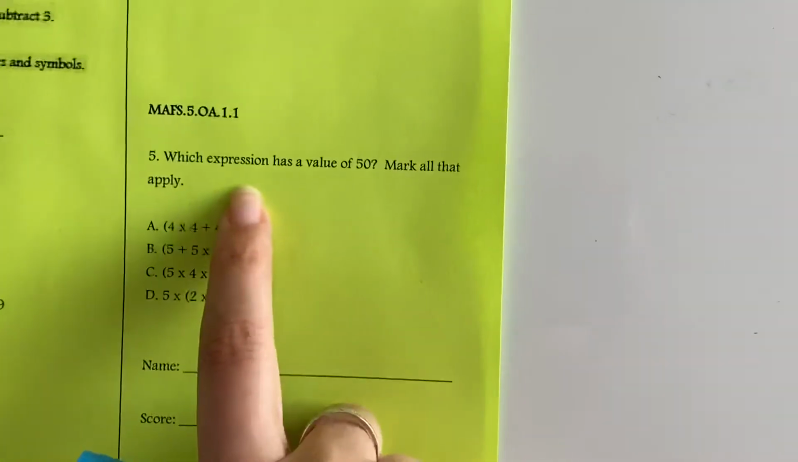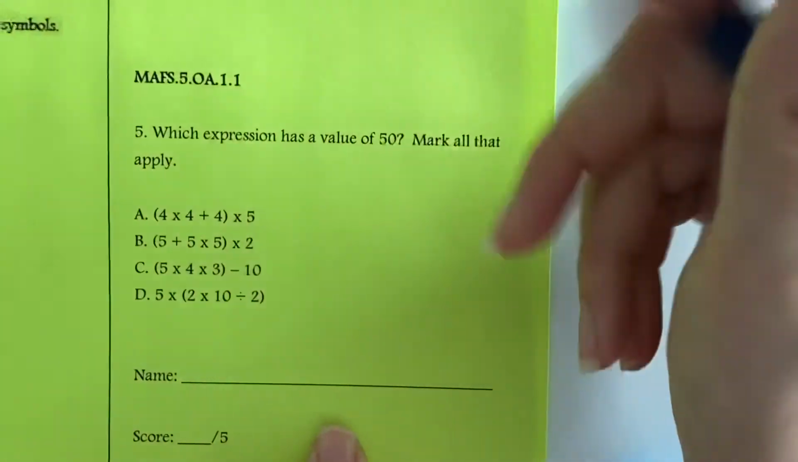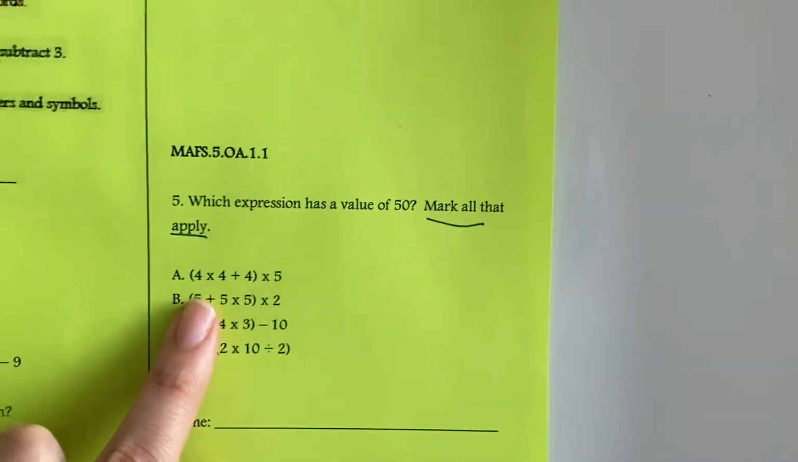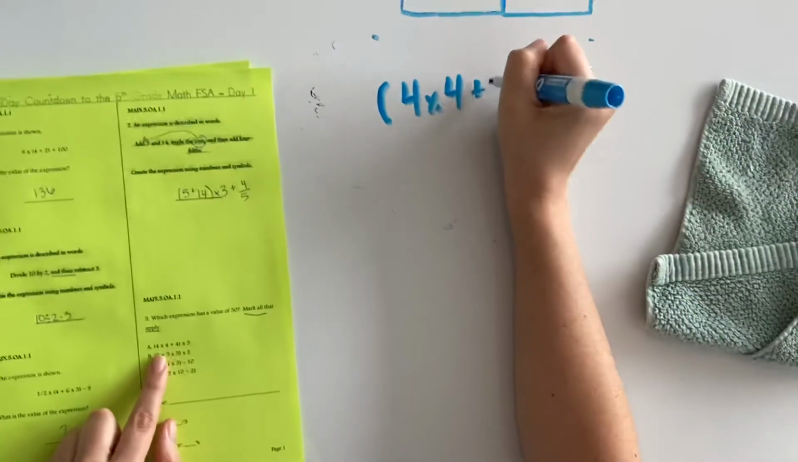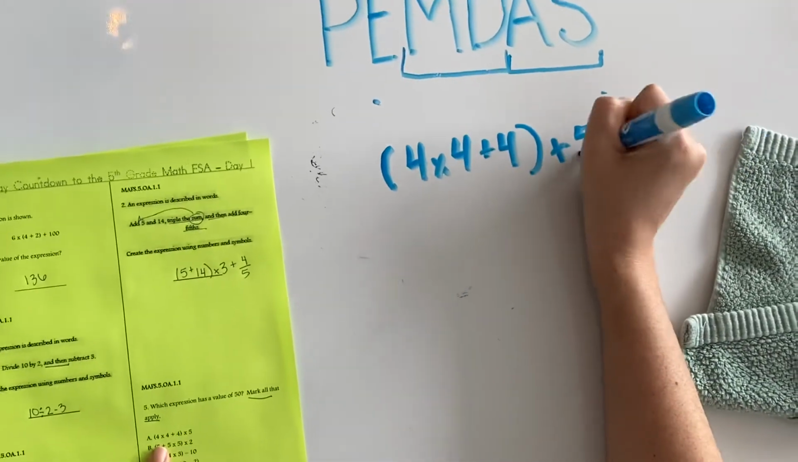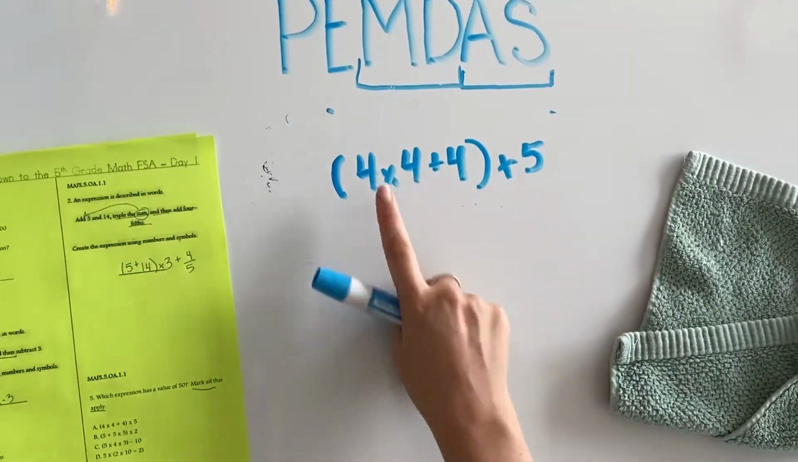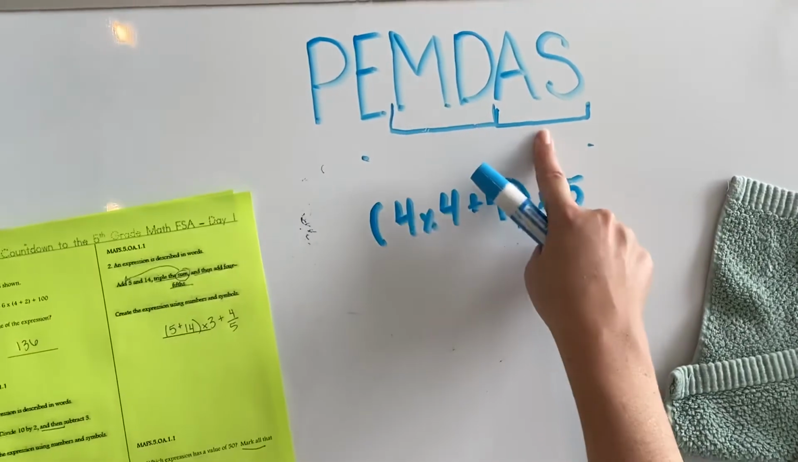Which expression has a value of 50? Mark all that apply. So let's try this first one right here. I have 4 times 4 plus 4, parentheses, times 5. So first thing I'm going to do is my parentheses. Inside my parentheses, I have both multiplication and addition. I know I multiply before I add.